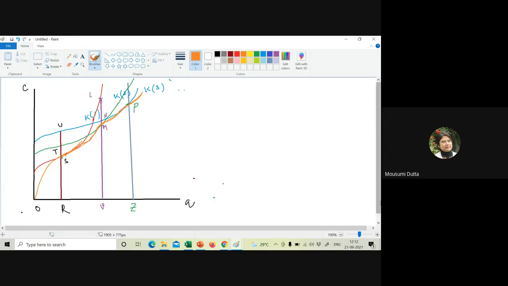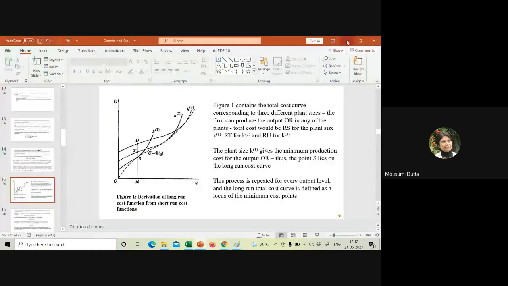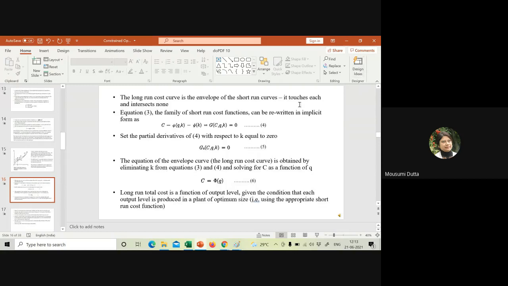Okay, so here you will get the write-up. This process is repeated for every output level, and the long run cost curve is defined as a locus of minimum cost points. The long run cost curve is the envelope of the short run curves. It touches each and intersects none.